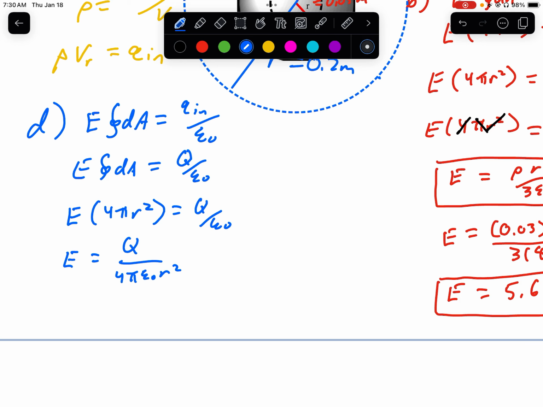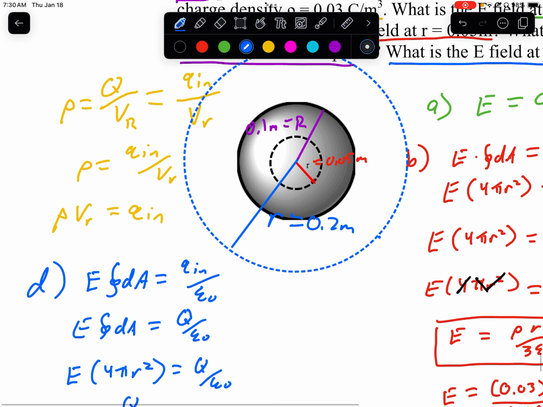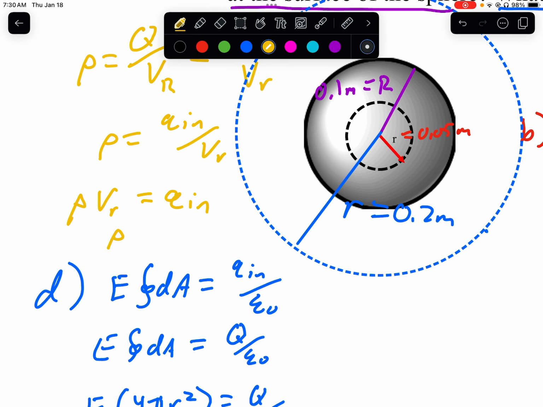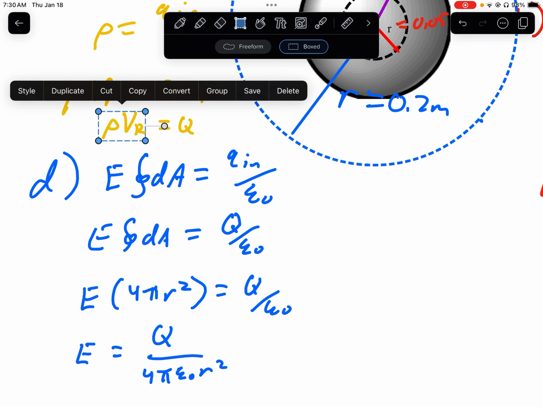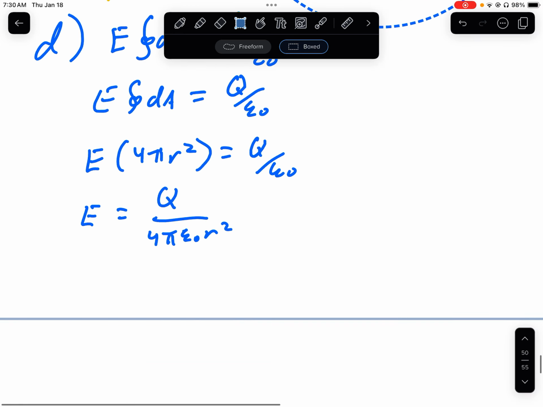I'd love to plug in some numbers, except I don't know Q, but I do know the charge density. I also know how big the sphere is, so I can use that same relationship I started with before: charge density is just charge over volume. This time I'm using the charge density times the full volume, which is equal to the total charge, big Q. That's kind of the secret.